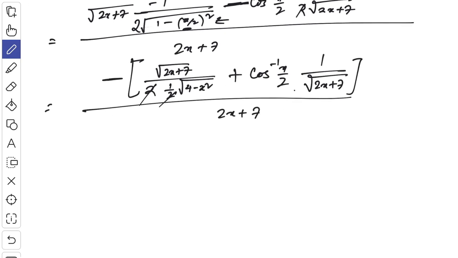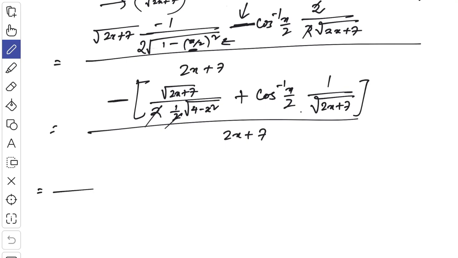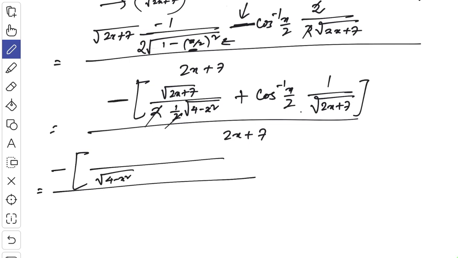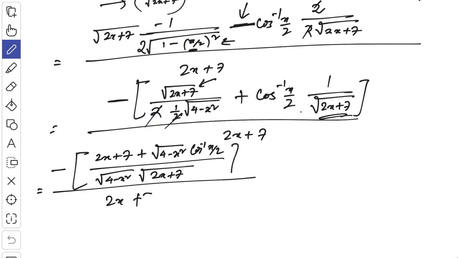Now let us simplify this. So here the LCM will be root of 4 minus x square, then into root of 2x plus 7, and this is 2x plus 7. On multiplying this one with this, you will get this, and plus root of 4 minus x square cos inverse x by 2. That's what you will get, divided by 2x plus 7.